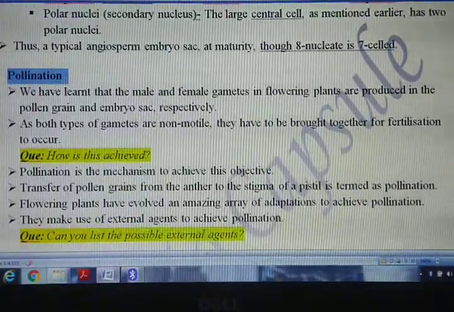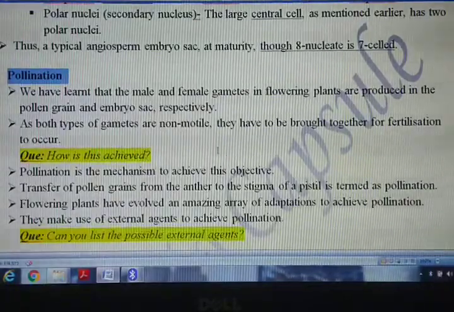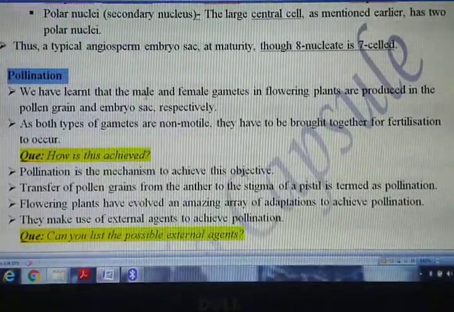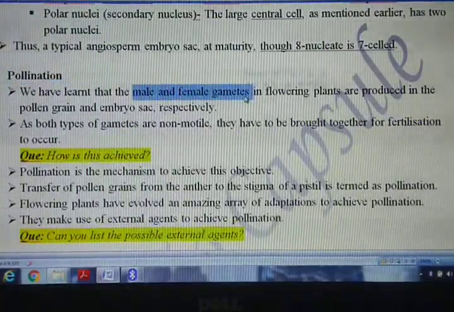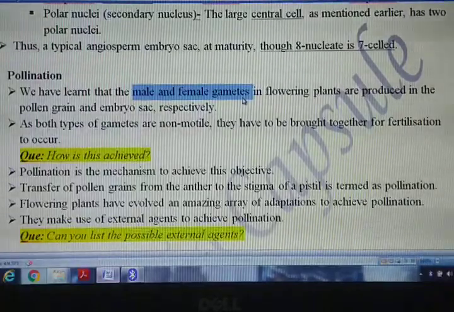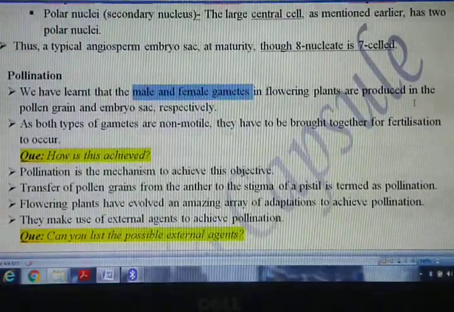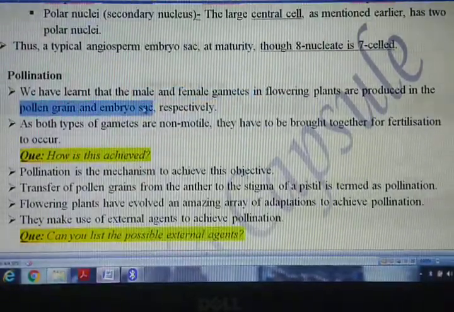pollination. What does pollination mean? You have studied this in the lower class, and here in this chapter we have been discussing the development of male and female gametes. We discussed first the male gamete, later the female gamete, and how they are produced. We have understood that they are the pollen grain and the embryo sac.